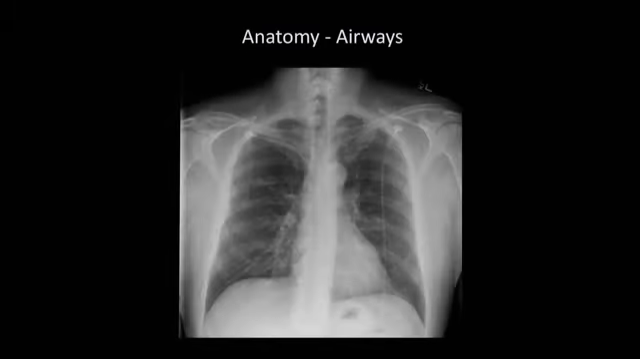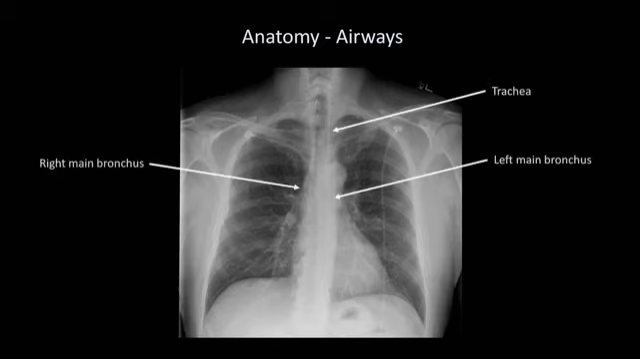A is for the airways. There are 3 anatomic airway structures that are typically visible on a normal X-ray. They are the trachea, which is normally in the midline, and the right and left main bronchus. Remember that the patient's right will be on the left side of the screen. To help you visualize these structures, let me superimpose a drawing of them.